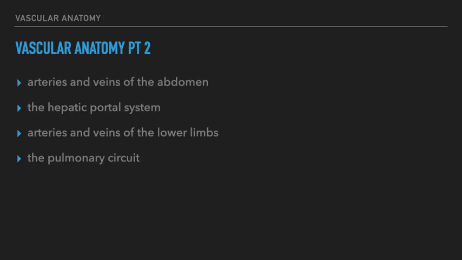So that is it for vascular anatomy part 1. In part 2, we're going to discuss arteries and veins of the abdomen, the hepatic portal system, arteries and veins of the lower limbs, as well as the pulmonary circuit.